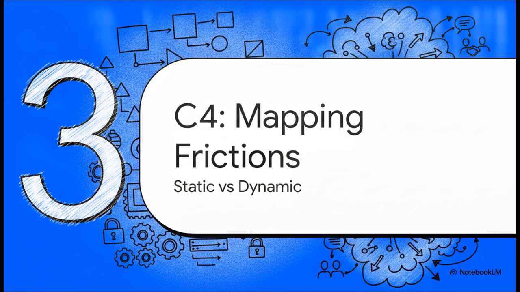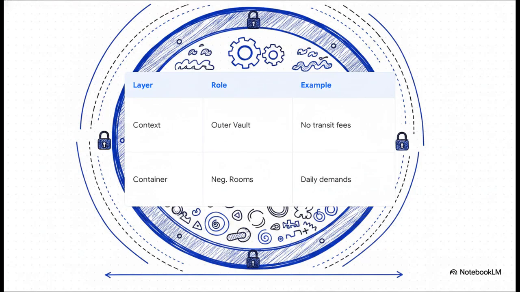Which brings us to Section 3, C4, mapping the frictions. So to fix this massive structural deadlock, Okumura proposes applying the C4 software model to actually separate those static, foundational rules from the messy, dynamic variables. This completely brilliant concept shows how we can isolate the unbreakable core treaty on the outside from the fluctuating daily negotiations happening on the inside.